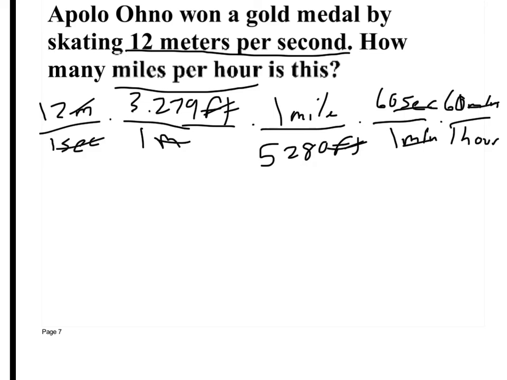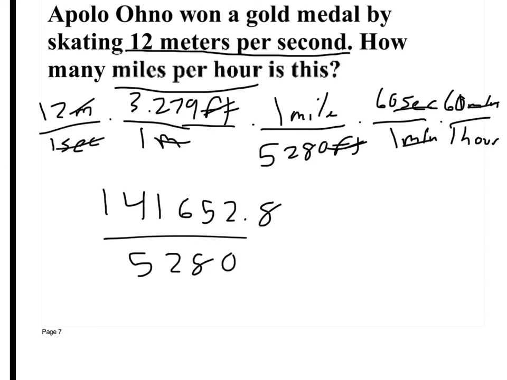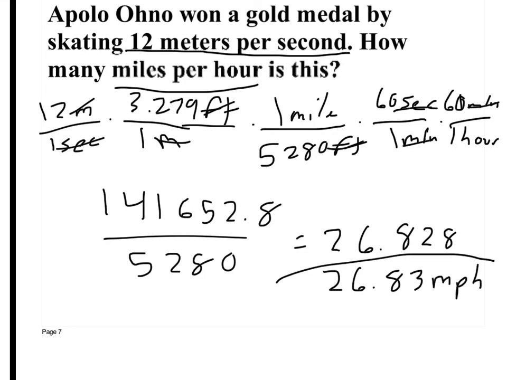Once I've reached that, then I can do the calculations. I take 12 times 3.279 times 60 times 60. I get 141,652.8 over 1 times 5,280 times 1 times 1. So I take the top number divided by the bottom number, and I find out he was going 26.828, which I'm going to round to 26.83 miles per hour. And there's my answer.